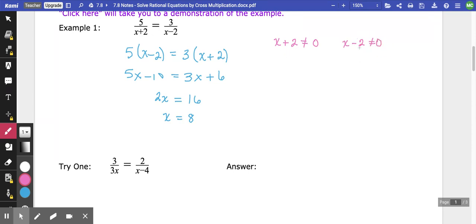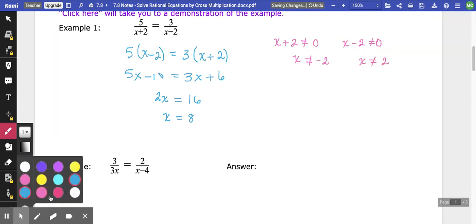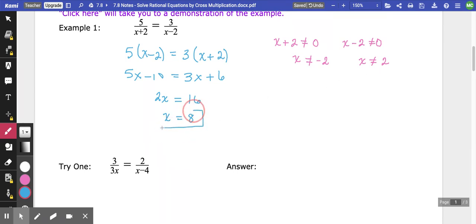Then I can solve these two inequalities to find out what values of x would not be allowed for this equation. That first one would give me x is not equal to -2. The second one would give me x is not equal to +2. The answer that I got was x equals 8, which is not either of those restricted values. So therefore, that is my solution to this one.